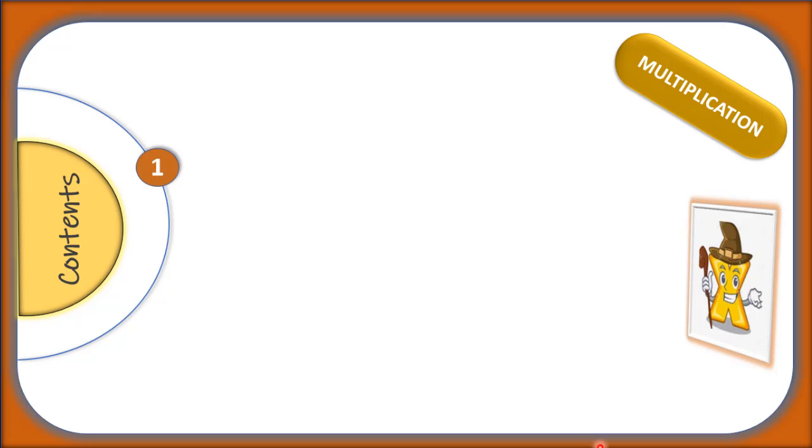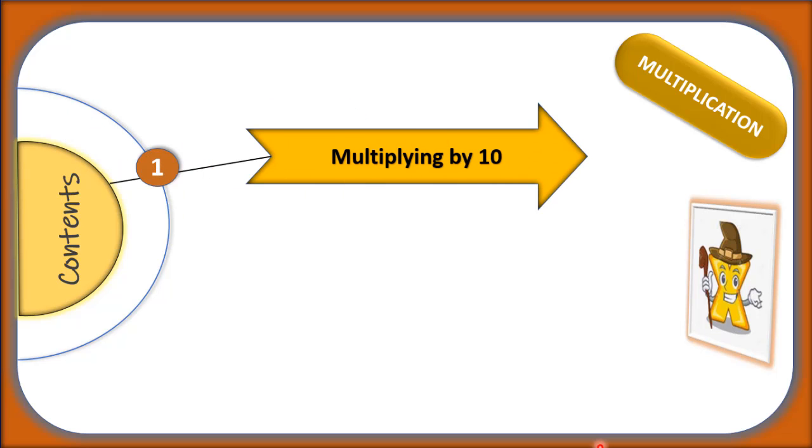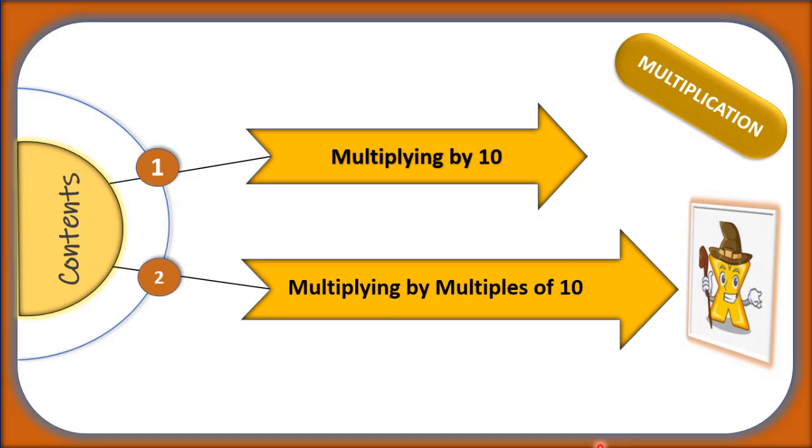The topic of today about which we are going to discuss is multiplication. Do you know what is this symbol? क्या आप जानते हैं ये symbol कौन सा है? Yes, this symbol is of multiplication. And its contents are: number 1 is here, multiplying by 10, and number 2 is here, multiplying by multiples of 10.